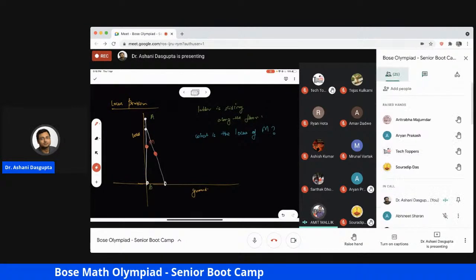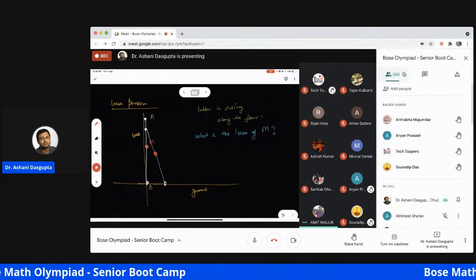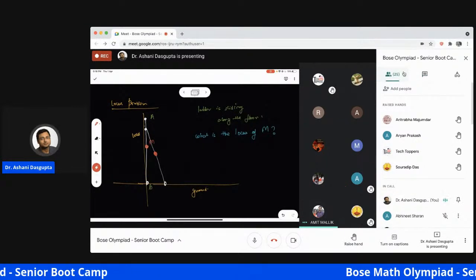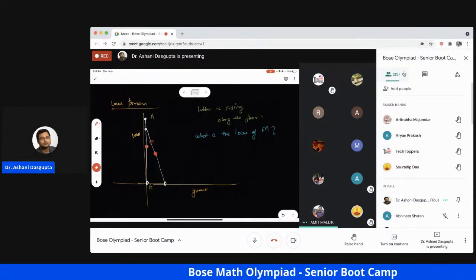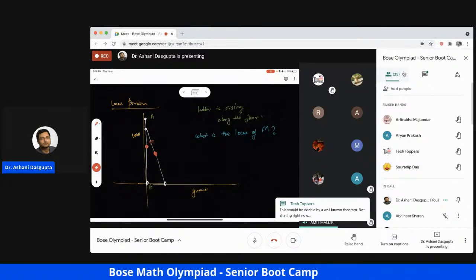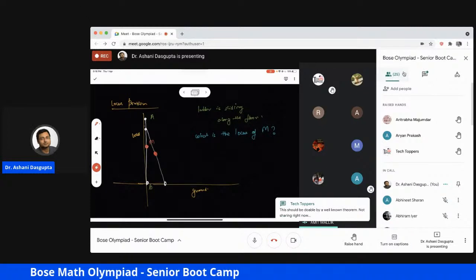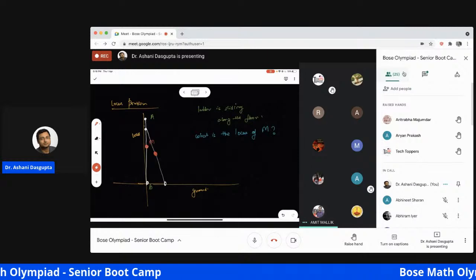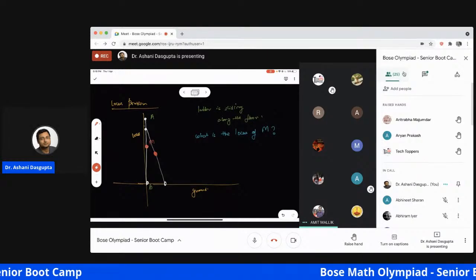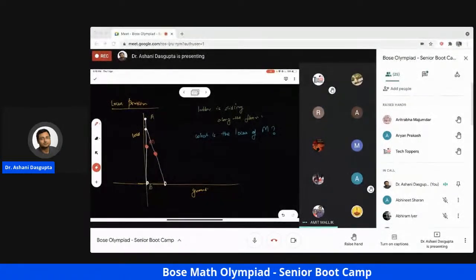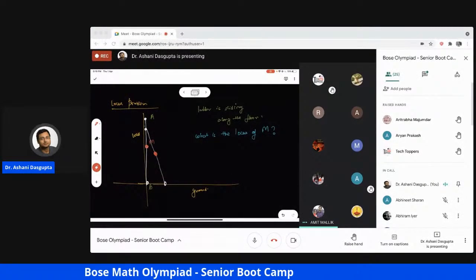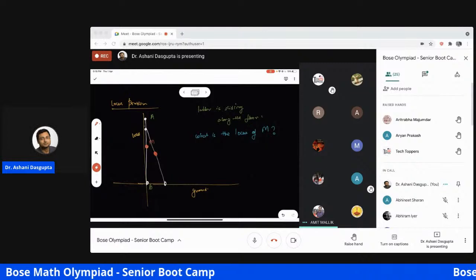What kind of picture will you get if you do so? Okay, sir, wait a minute. Okay, now I'll let others think and then I will ask Aritrabhu to respond, but not right away, after a few minutes, after others have thought about this. So I'll give a little time to all of you to think about this and then give me a response of what would be the locus of the point M.